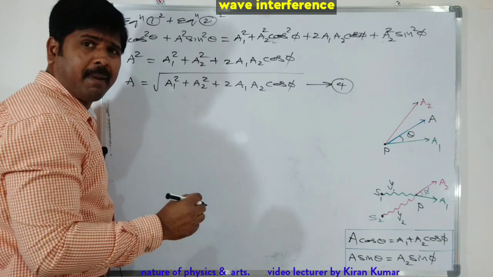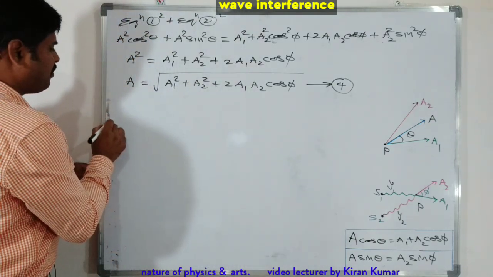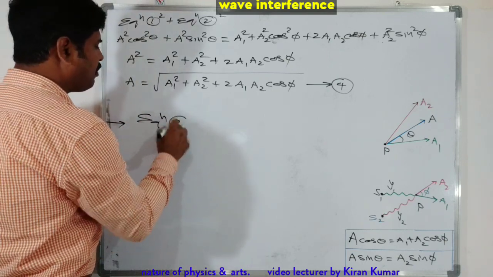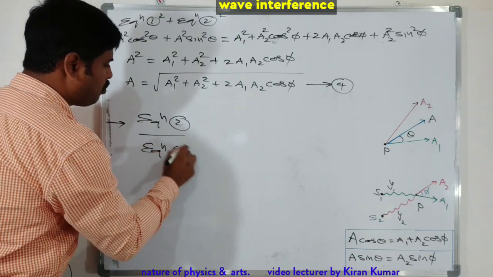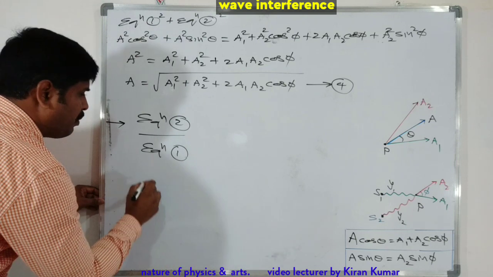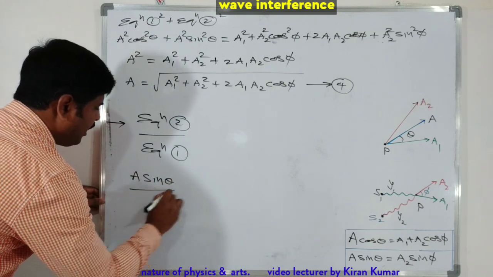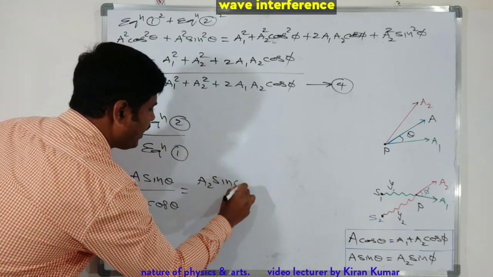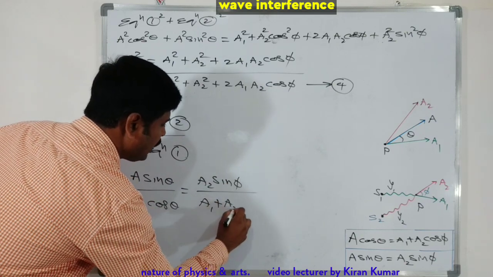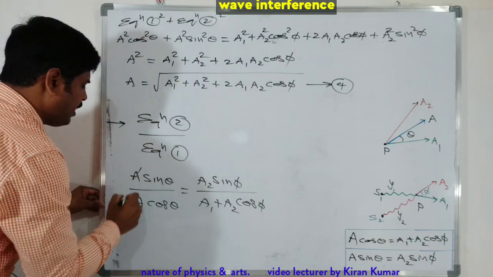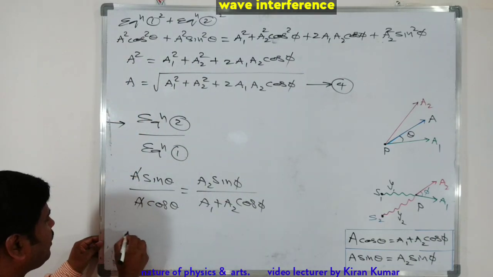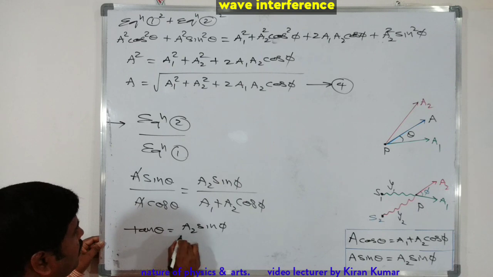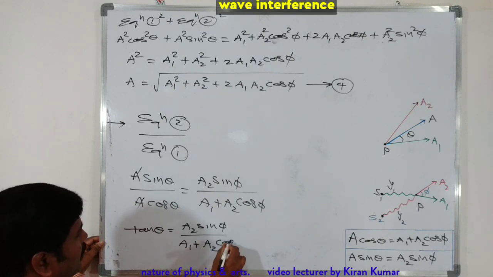Equation 4 represents the magnitude of the waves, and then we will do the direction from equation 1 and 2 only. Now here I am writing equation 2 divided by equation 1. See now, equation 2 value is A sin theta divided by A cos theta, which is equal to A2 sin phi divided by A1 plus A2 cos phi. Here A gets cancelled, then sin theta by cos theta is tan theta, which is equal to A2 sin phi divided by A1 plus A2 cos phi.